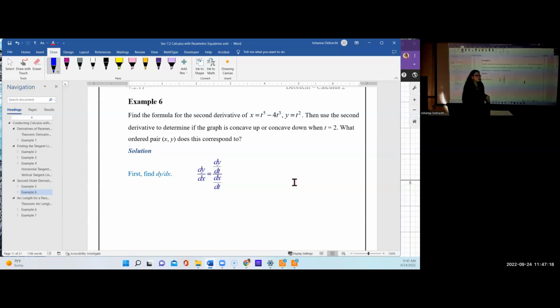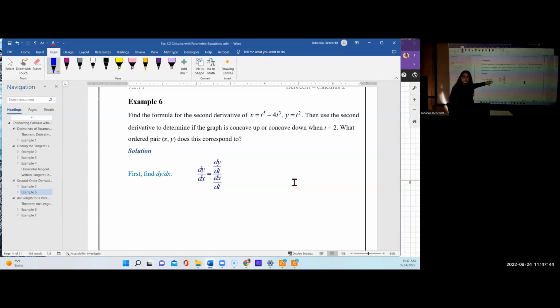And then we want to use this second derivative to determine if the graph is concave up or concave down when t equals 2. Now, obviously, we can also do it by inspection, but remember that not all curves produce graphs that are easy to tell by inspection. Sometimes the change is so subtle that the naked eye can't see it. And so this gives us an algebraic way of determining whether it's concave up or concave down. And then we want to know, of course, what point on the graph this corresponds to.